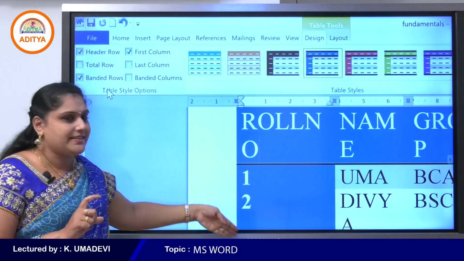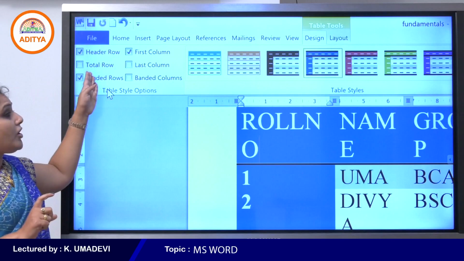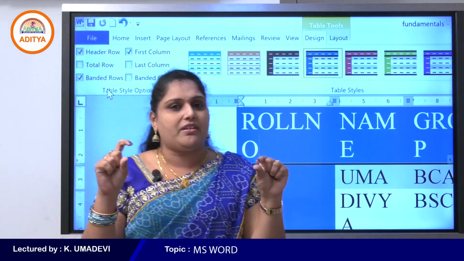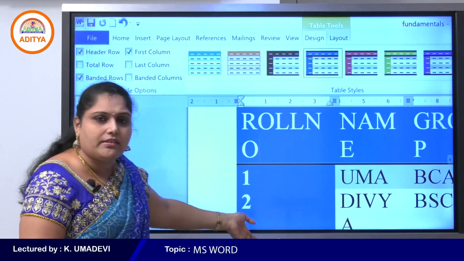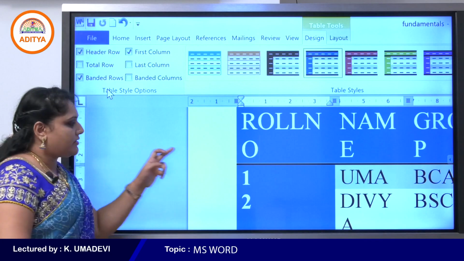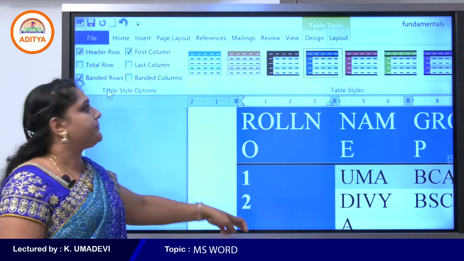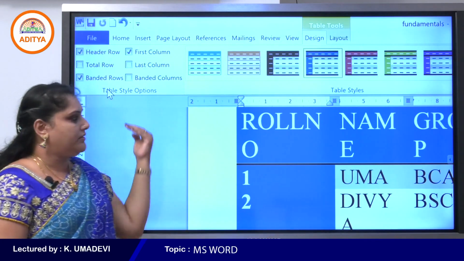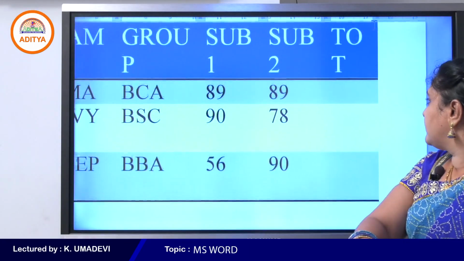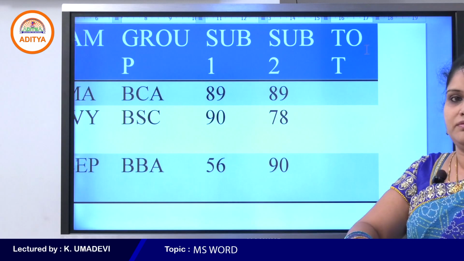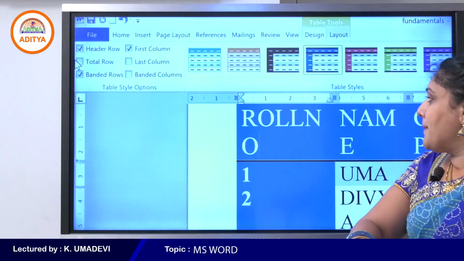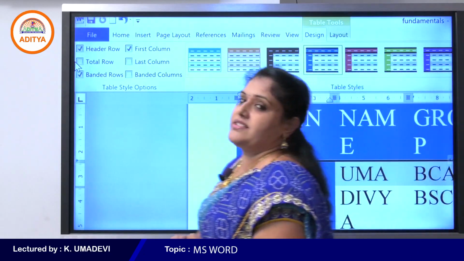First column, so this is the first column. Total row. Total row represents the last row. Why? Because usually total is calculated on the last row, right? So total row represents the last row of the table. Next one is last column. So in our table, this is the last column, that is TOT, short for total. Okay. Next one, banded rows and banded columns.